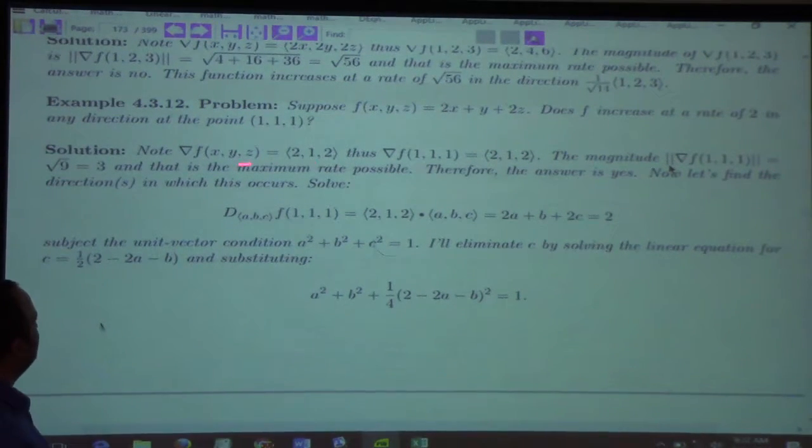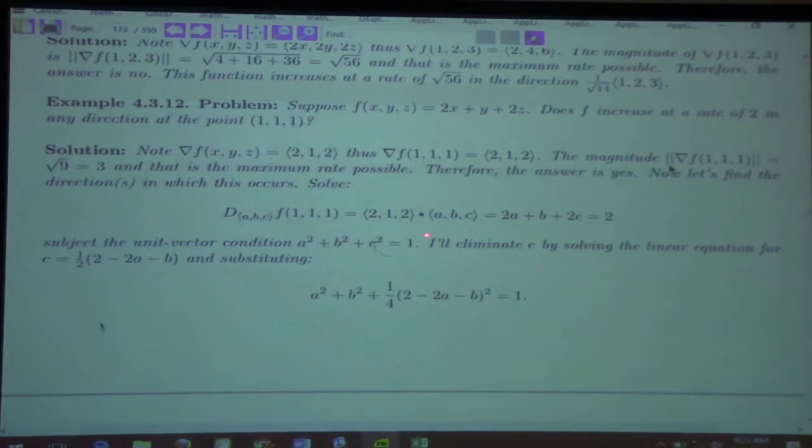Anyway, so the magnitude of this is root 9, which is 3. So that's the maximum rate possible. So yes, we will find directions in which the rate of change of the function is 2. So we're basically looking for this dot product to be 2, subject to the condition that a squared plus b squared plus c squared equals 1.